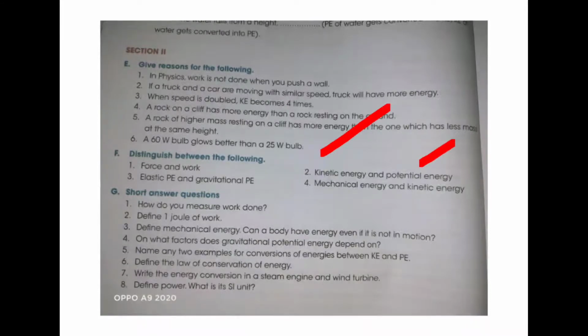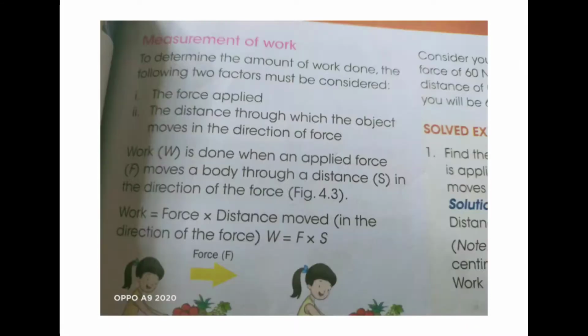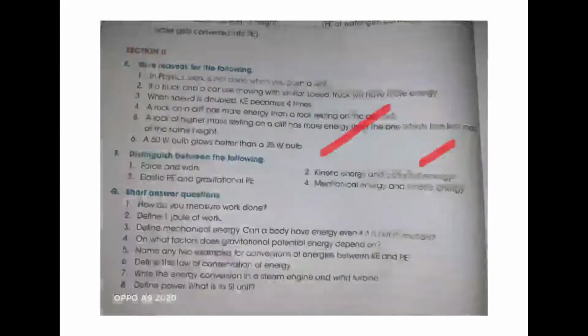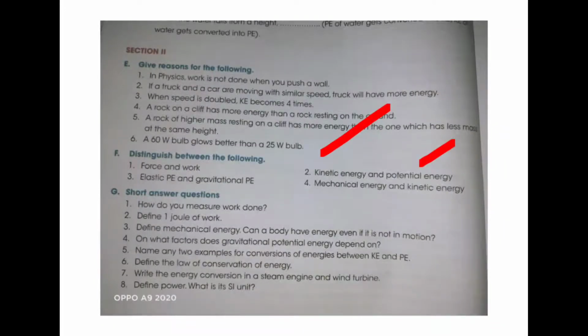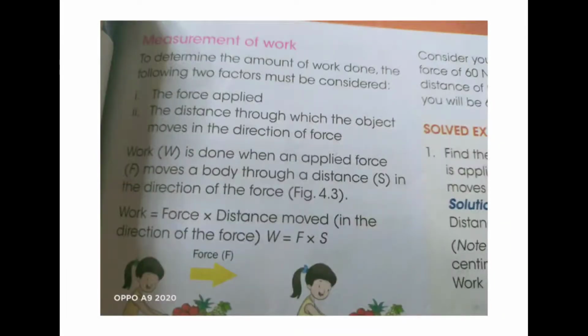How do you measure work done? So the answer is here. So how will you make this statement? What was the question here? The question was, how do you measure work done? So work done can be measured by two factors. You will write: work done can be measured by two factors. They are, number one, force applied, number two, the distance through which the object moves in the direction of force.